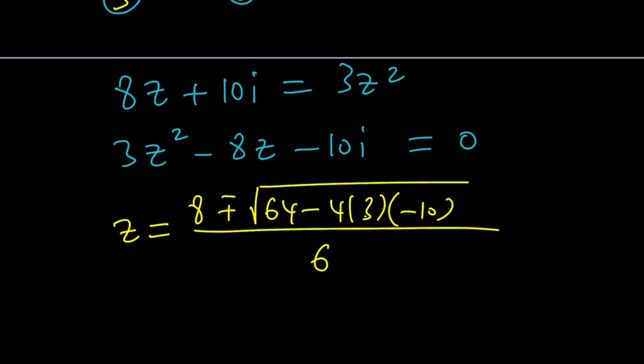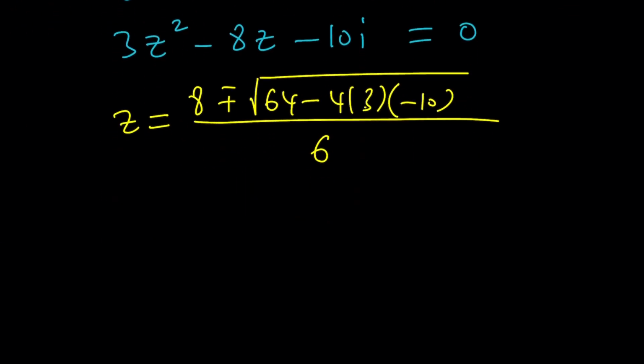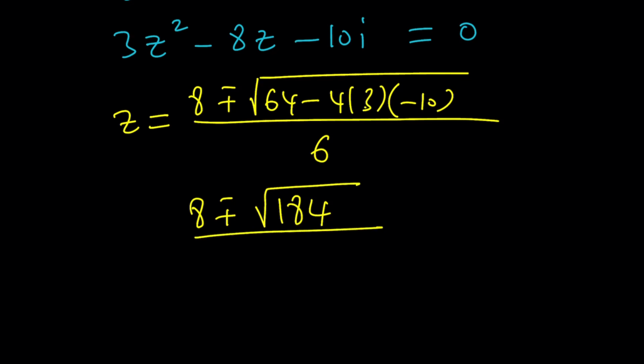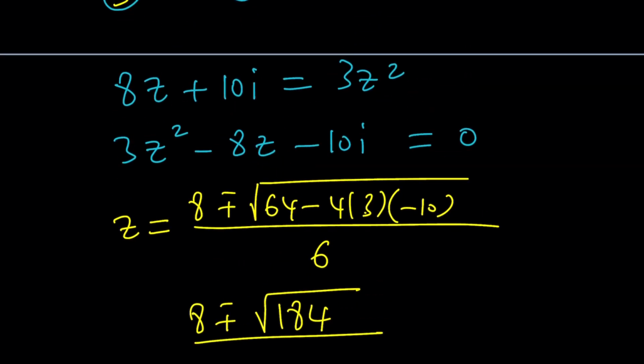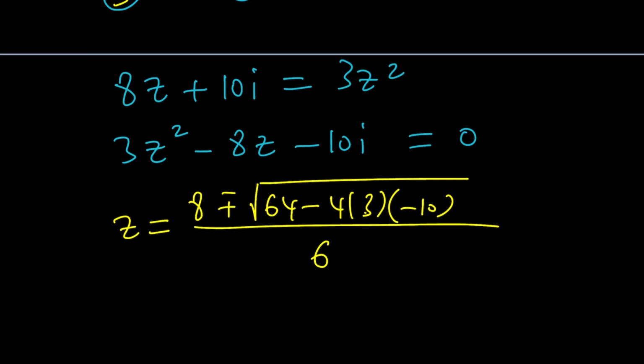Okay, so now we're going to get 12 times 10, which is 120, right? Plus 64 is just going to be 184. Okay, maybe that's just what it is. And then divided by 6. Oh yes, here we go. Where does the i go, right? It's not negative 10, it's negative 10i. Okay, that's why I'm kind of getting weird answers here.